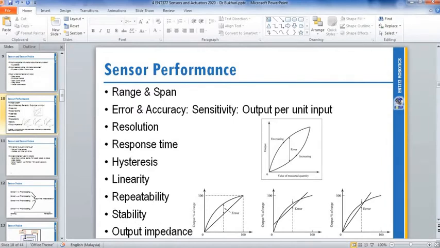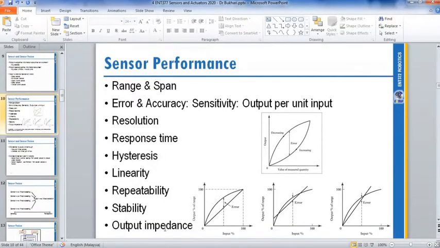Stability, output impedance: your sensor has high output impedance or low output impedance. So this one you will use in, what do they call it, output impedance, high resistance at your sensor output. They have some applications for that.